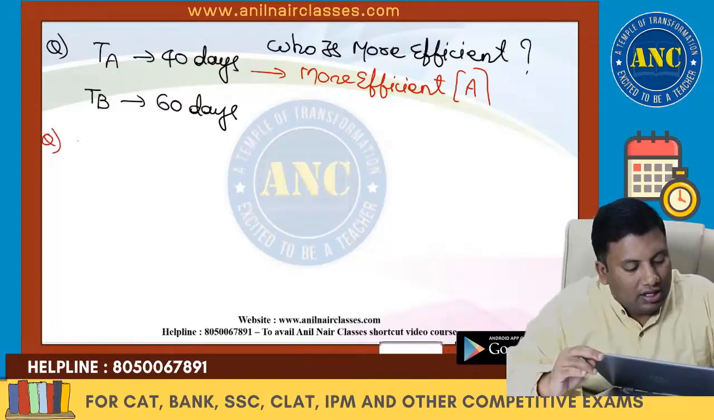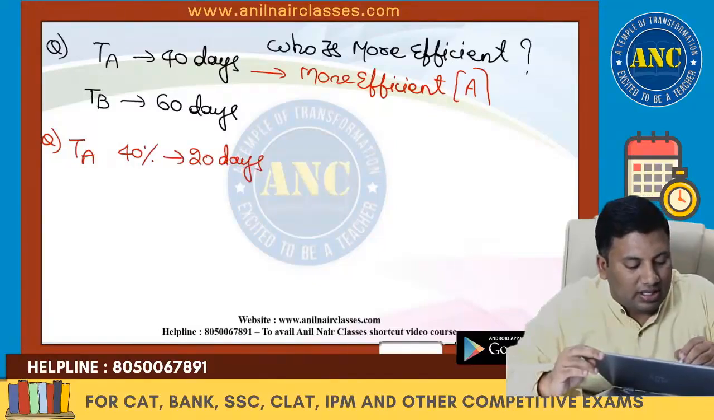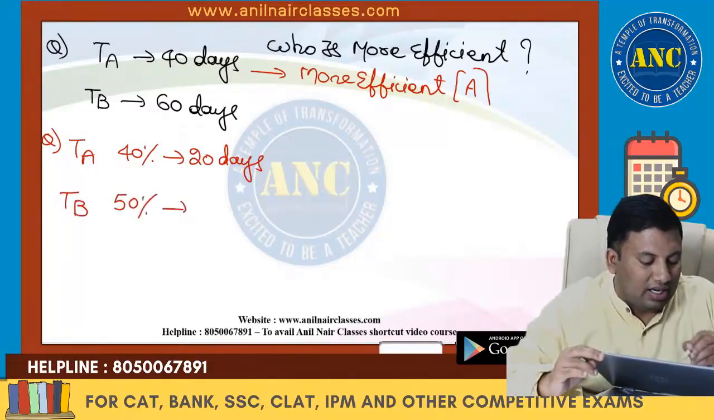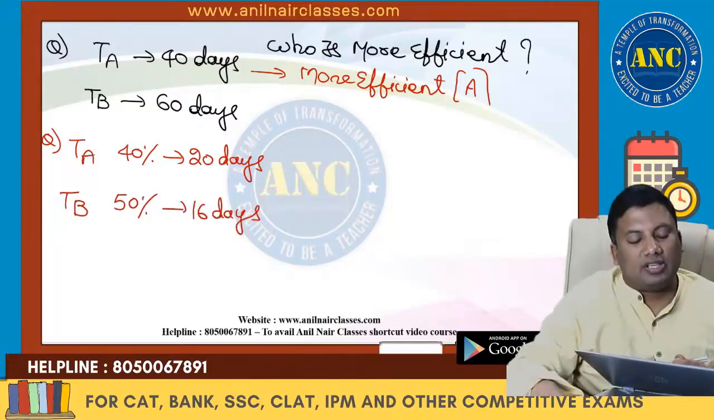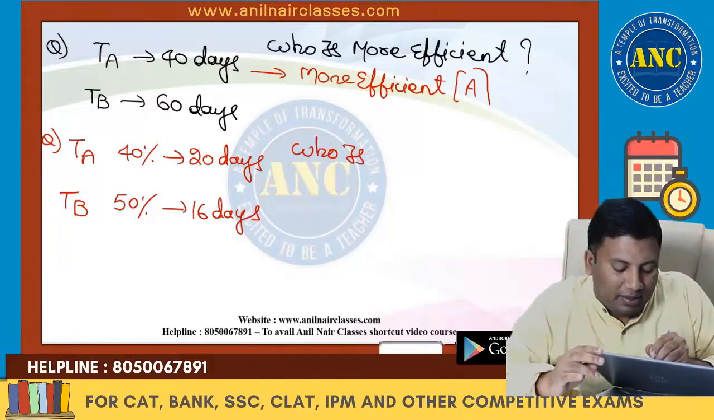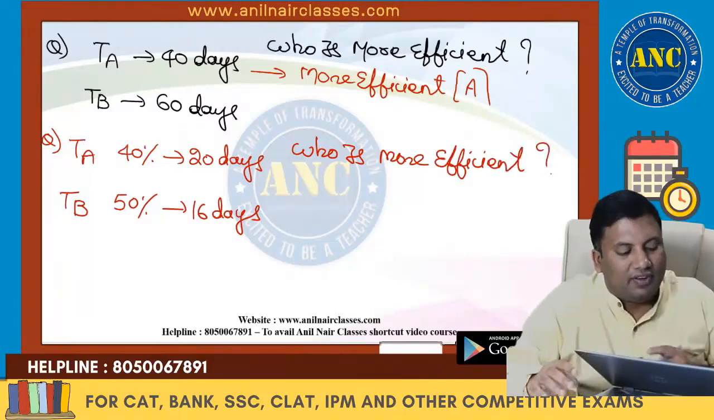Second question. A can do 40% of the work in 20 days. B can do 50% of the work in 16 days. Each and every fundamental is extremely important, sir. Who is more efficient?